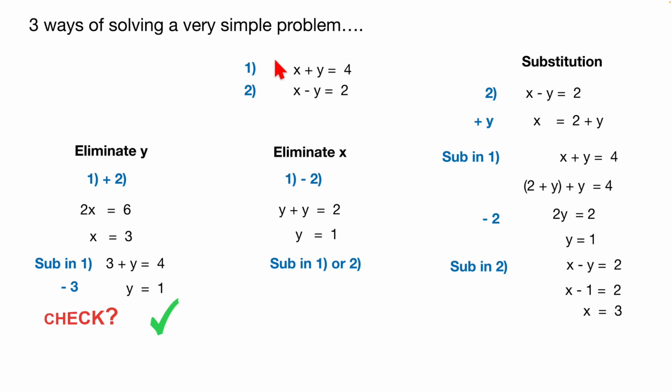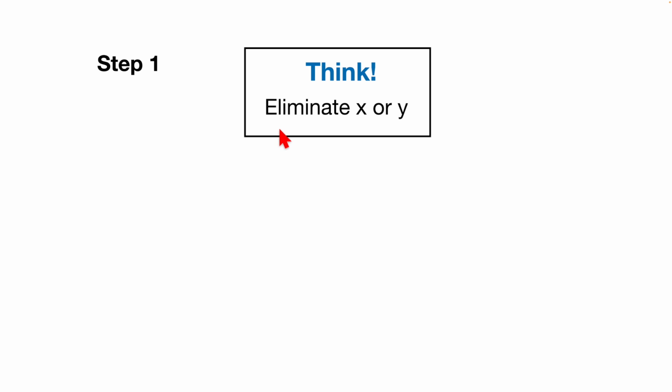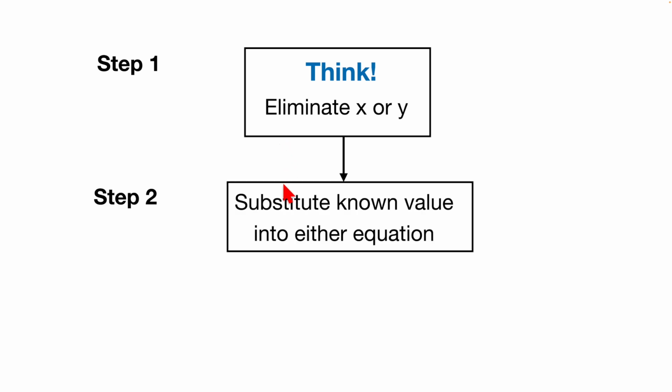and whether you eliminate x or y depends on this part of the equation here. So let me show you the steps that I would take to solve a problem. I'd have a think first. I would look at the equation to decide what to do, and I would decide whether to eliminate x or y. I would then go on to step 2.